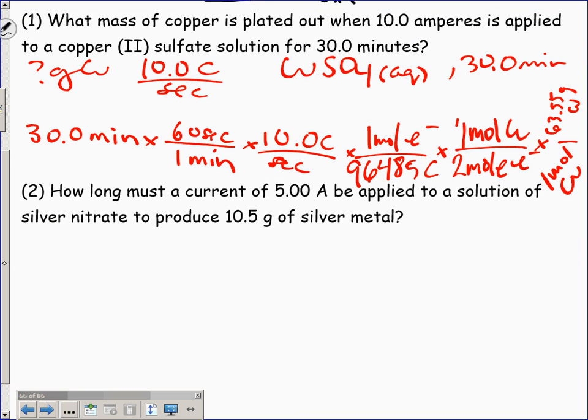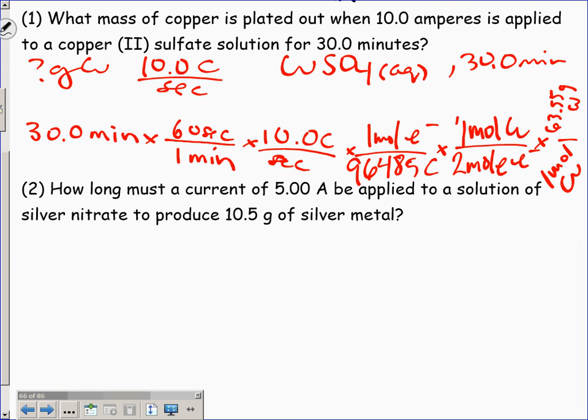Anybody? 5.93 grams of copper. There we go. So if we let this battery run for 30 minutes at 10 amps, we would collect about 6 grams of copper. You can imagine if you had to scale this up, you could, just by adjusting a couple of the variables, assuming that you still had enough of the copper ion in solution.